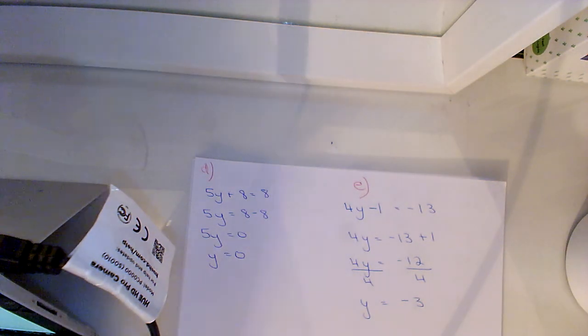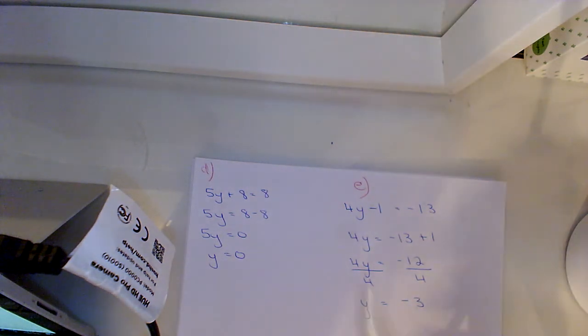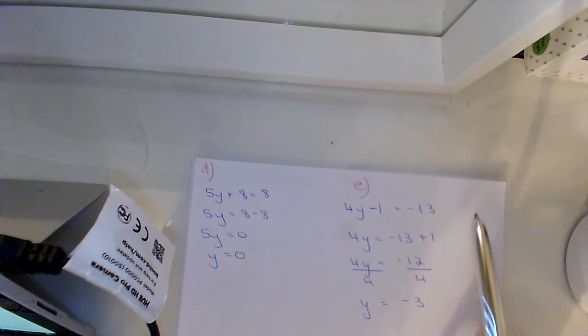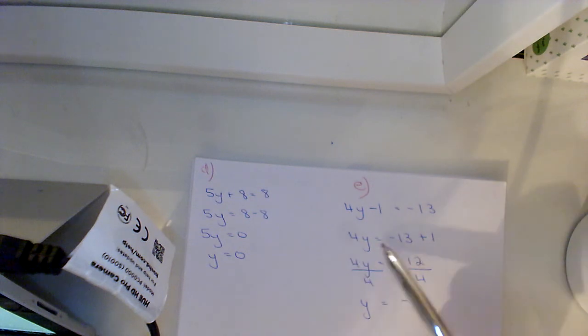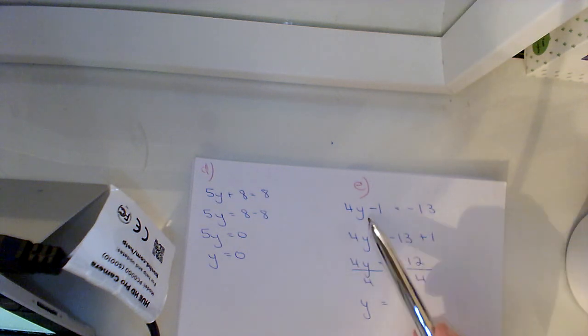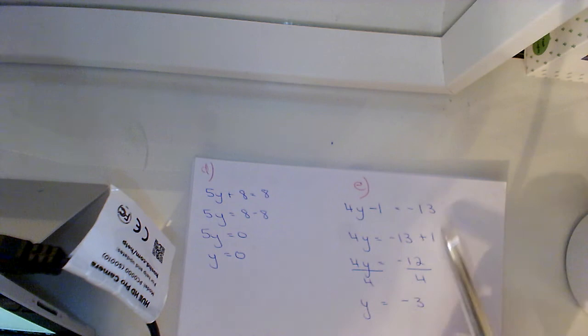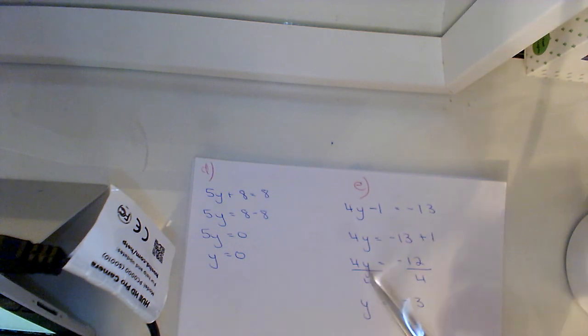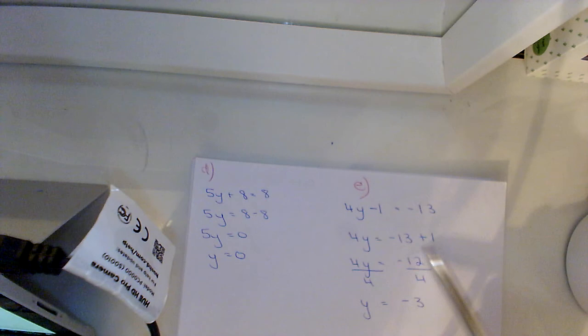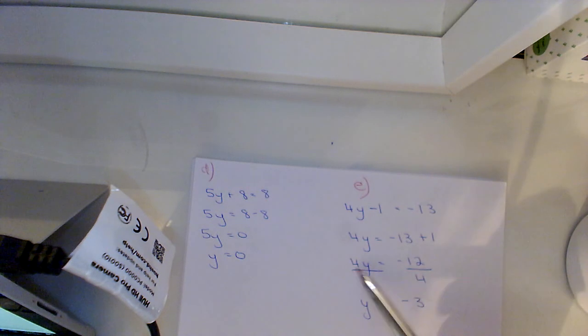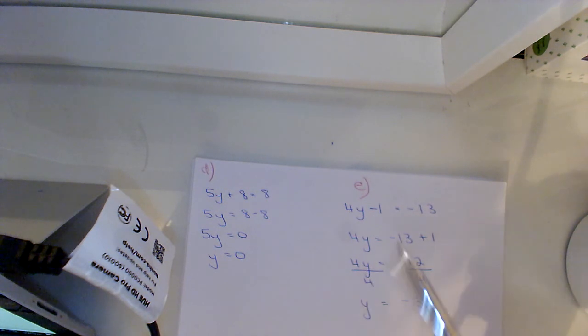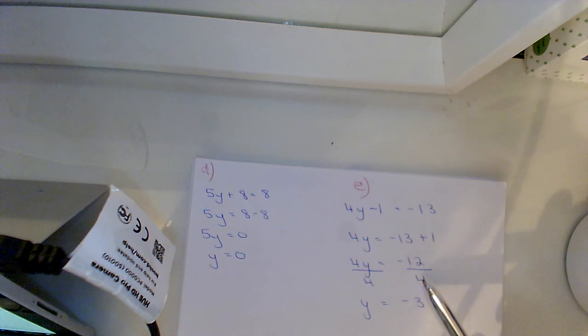Part E, I have 4y minus 1 is equal to minus 13. So I need to have letters on the left, numbers on the right. So I have 4y is equal to minus 13. This is minus 1 here. When I bring it over, it becomes plus 1. So 4y is equal to minus 12, because minus 13 plus 1 is minus 12. I want to find out what just 1y is, so I'm going to divide across by 4, divide across by 4, and I get y is equal to minus 3.